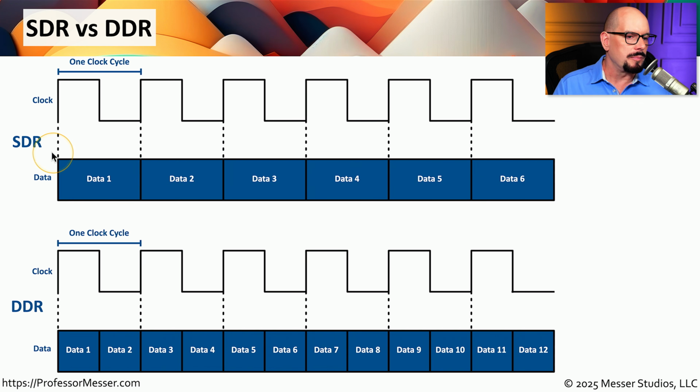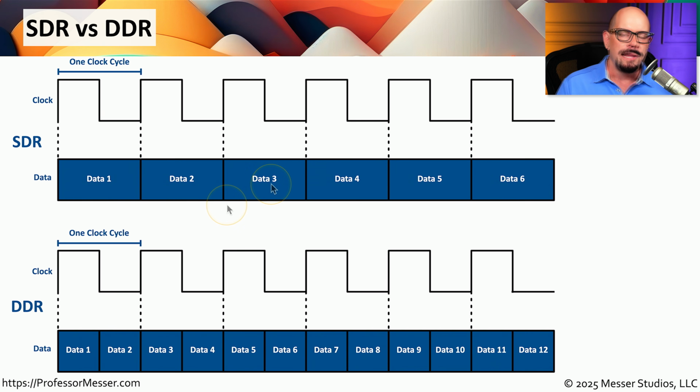An older style of memory used a single data rate to be able to transfer information from memory into the CPU and then back again. And it used the clock rate to be able to manage this transfer of data. One single clock cycle would result in one bit of data being transferred. The next clock cycle would be the next bit of data, and the next clock cycle would have a third bit of data.